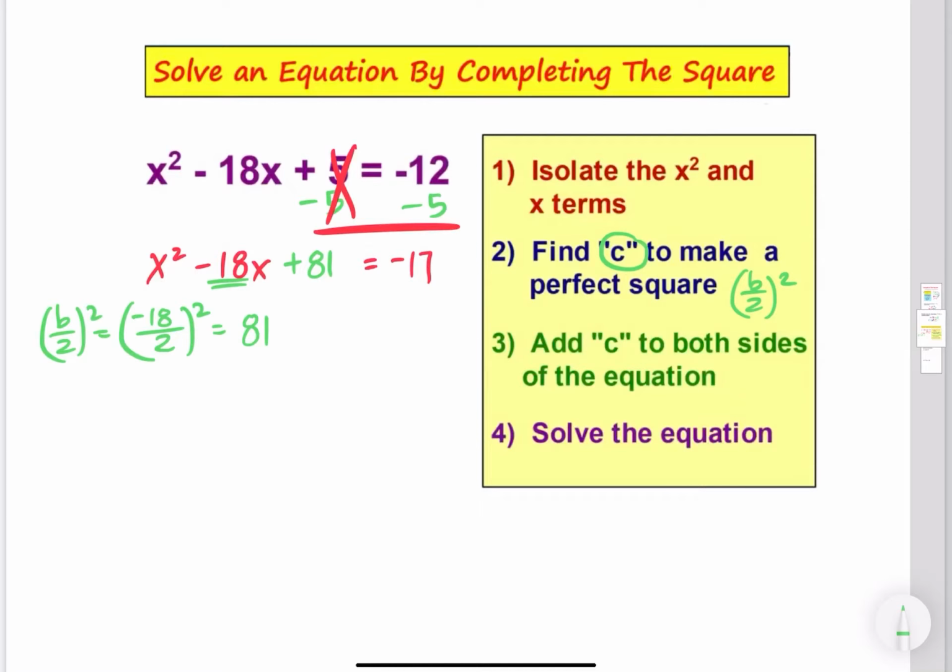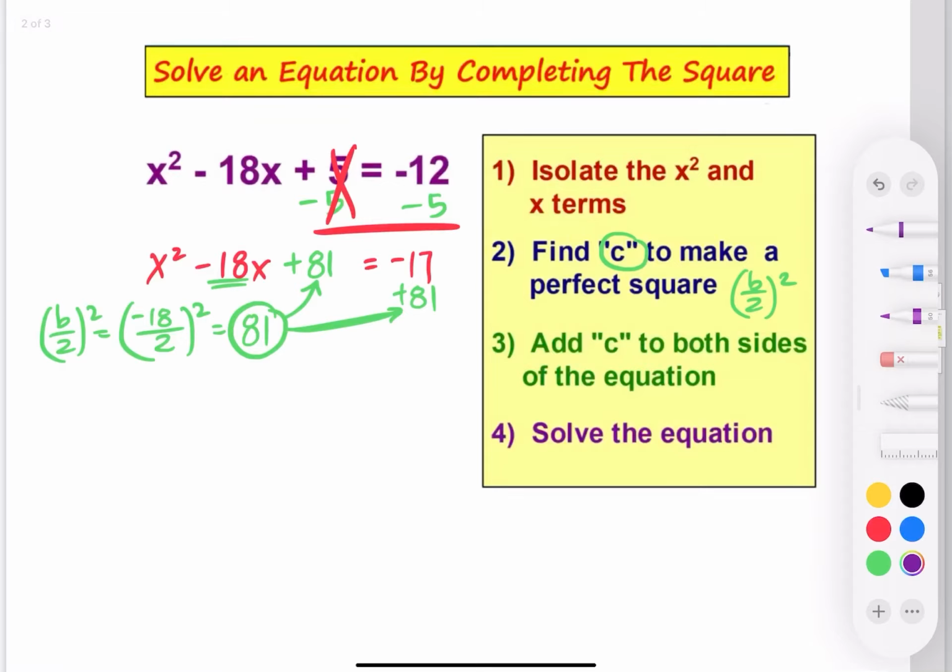Because negative times a negative is a positive, we got a positive 81. Now, what I add on one side, I got to do to the other. So I'm going to add 81 on both sides. So this 81, I put it right over here, and I put it right over here.